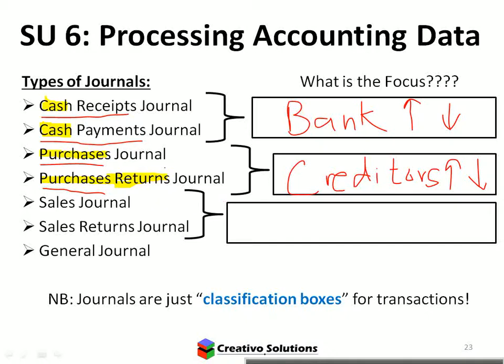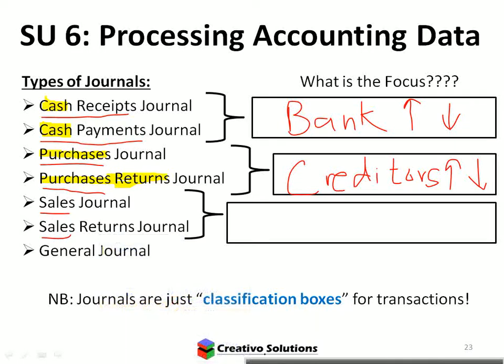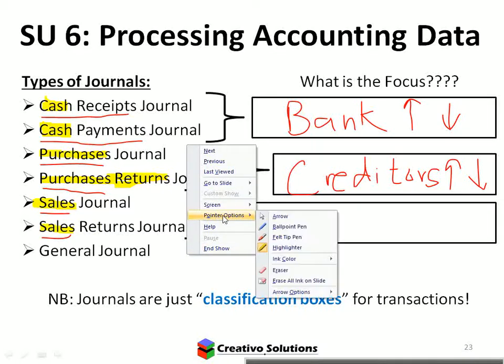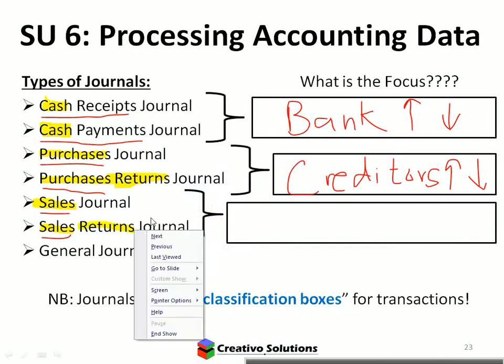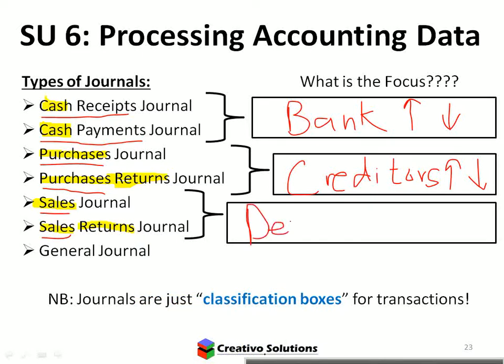Okay. Sales, who do we sell to? Our customers. If we're recording it in a journal, well, the customers that buy on credit are debtors. Okay, so the focus there, sales and sales returns, would be the debtors.